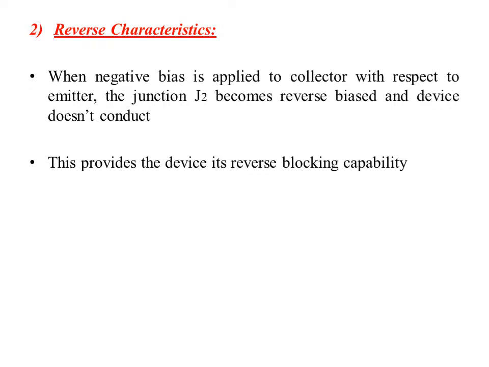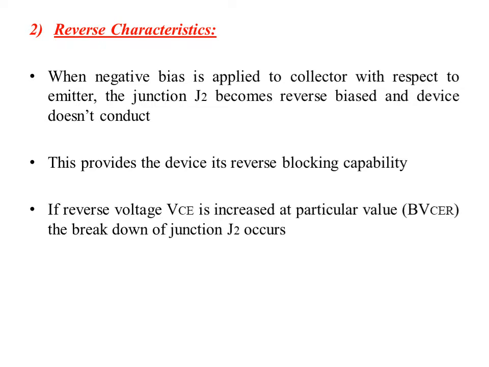When it is in off state, the current does not flow. Thus, this negative voltage blocks the flow of current. Hence, it is the ability of the semiconductor device to block the current. It is called reverse blocking capability. If the reverse voltage is increased to a particular value, that is BVCER, called the breakover voltage, it breaks down the junction J2.